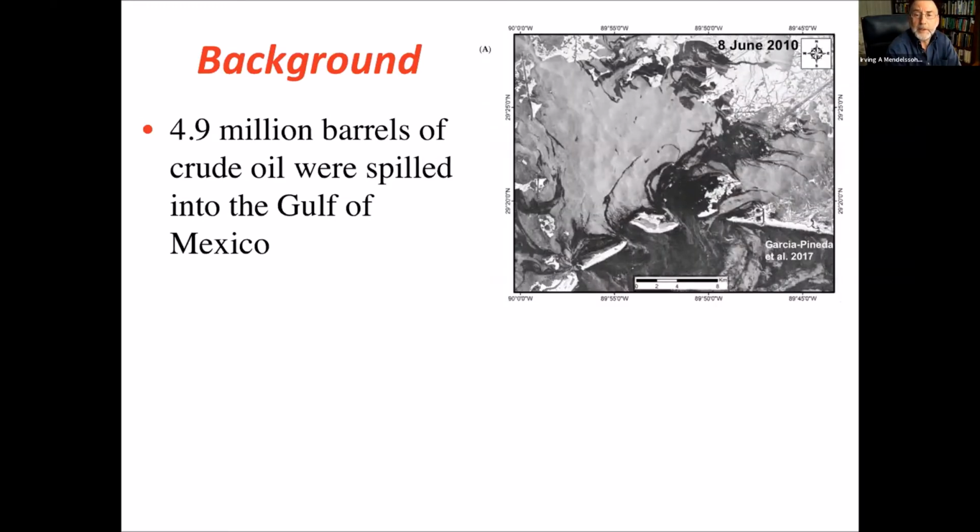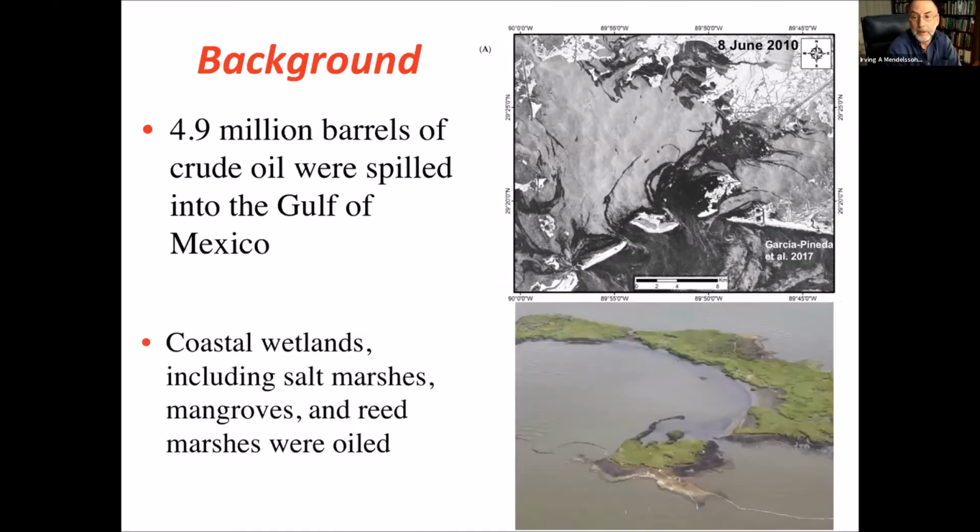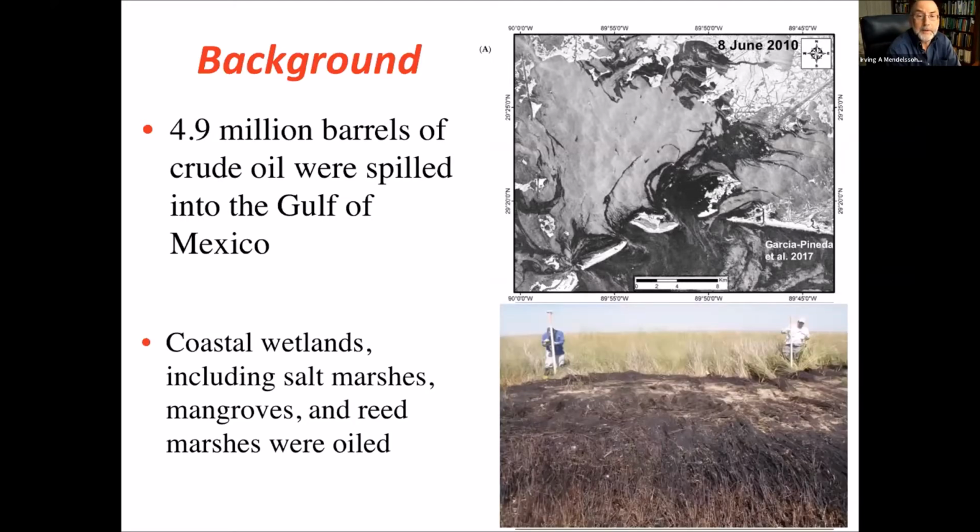The oil was transported by currents and waves, weathered to different degrees, and finally reached beaches and coastal wetlands, as seen in this synthetic aperture radar image of Barataria Bay, Louisiana, by Garcia Pineda et al. Emergent coastal wetlands, including salt marshes, mangroves, and reed beds, as well as kilometers of beaches were oiled. And some of this oiling was extremely heavy.